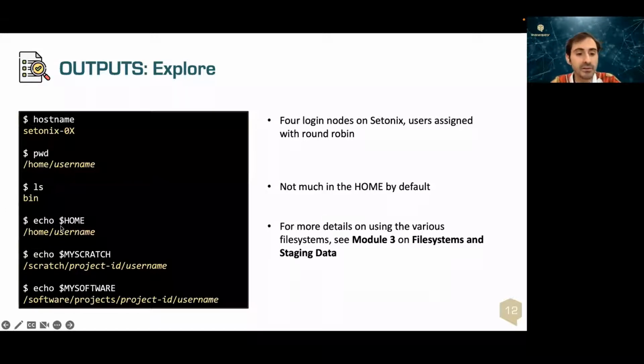You can use the echo command to explore the content of variables, as in the examples. So like echo and then $ followed by the name of the variable. The HOME variable is actually the path of your home directory. MYSCRATCH and MYSOFTWARE are special directory paths that point to specific file systems on Setonix, and I'm going to cover those more extensively in the next module.